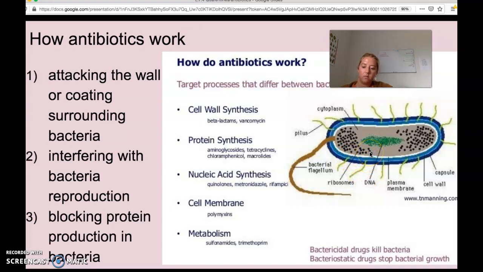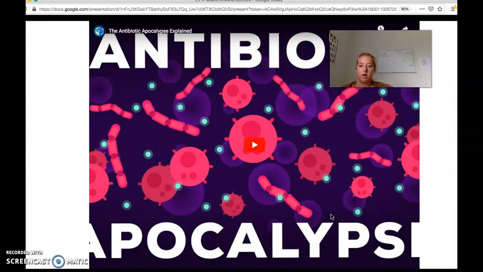Then they're going to go in and mess around with the reproductive strategies of the bacteria, so probably the DNA. And then to further make sure the bacteria dies, they're going to interfere with their protein production in bacteria, which means they're going to target the ribosomes. After that, they end up dying because they can no longer reproduce or produce proteins. So the bacteria will end up dying, and then you're okay because the bacteria has died and your immune system can now handle the job. So that's the short on antibiotics.